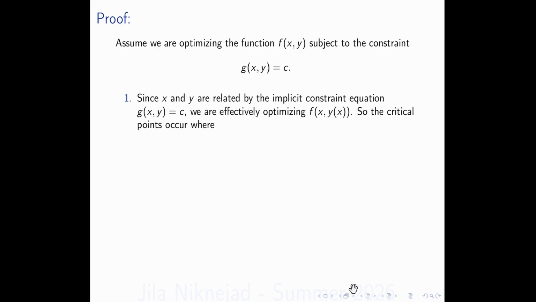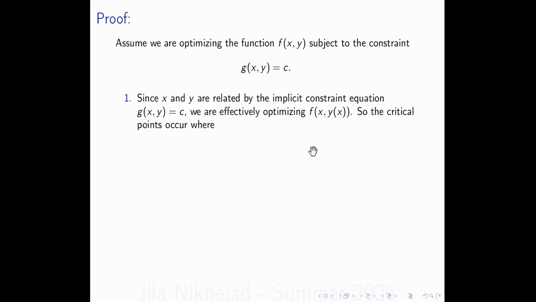To prove this theorem, let's start with the assumption that we're optimizing the function f of x and y subject to the constraint g of x and y equal to c. Since x and y are related by the implicit constraint equation g of x and y equal to c, we are effectively optimizing f of x and y of x, where y of x is the implicit function of x defined by this implicit constraint g of x and y equal to c.